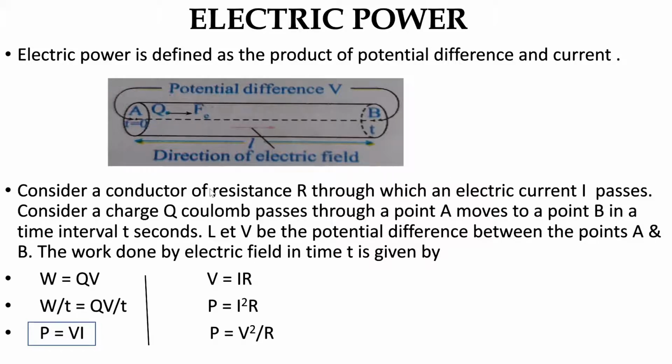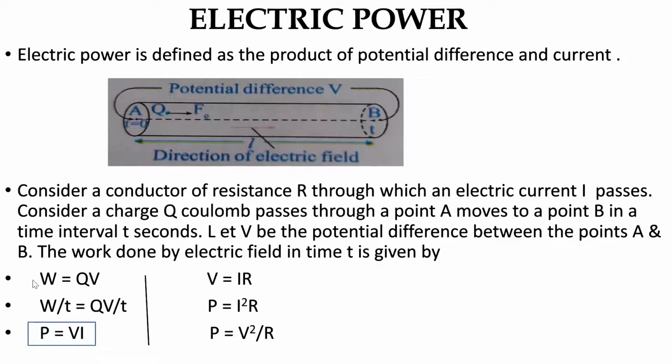When we are considering a charge of Q coulombs, let the charge be of Q coulombs, it is passing through a point A and moves to B in a time interval, say t seconds. For any action to be carried on, definitely we should consider the time factor. So the charge is moving from A to B in time t seconds. Now if V is the potential difference between the points A and B, across these 2 points, then the work done by the electric field in time t is given by W is equal to Q into V, that is charge into potential difference.